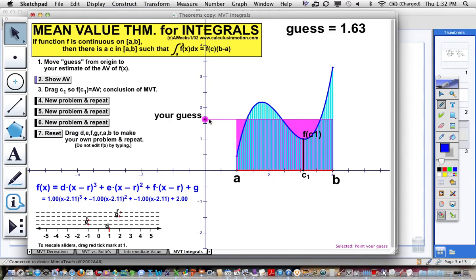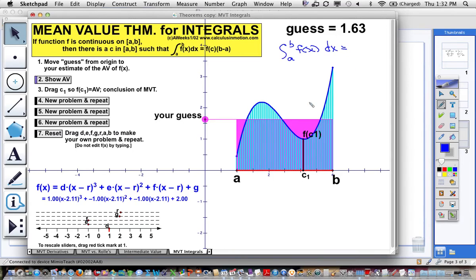So it seems reasonable. That would mean, back to our formula, that blue area, which would be the integral from a to b, seems to equal that pink area. Now that pink area is a rectangle, so it would be the width, which would be what? What would be the width of that pink rectangle? B minus a times the height. What's the height?